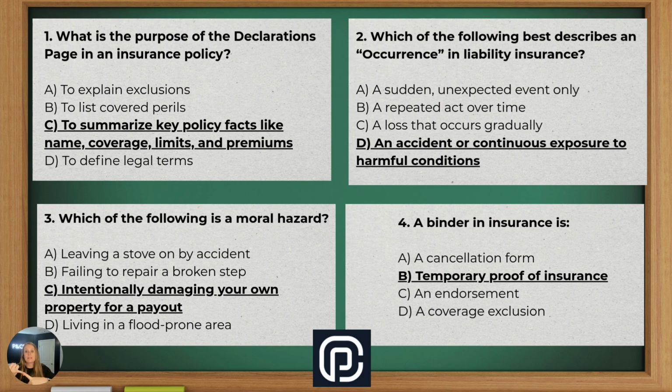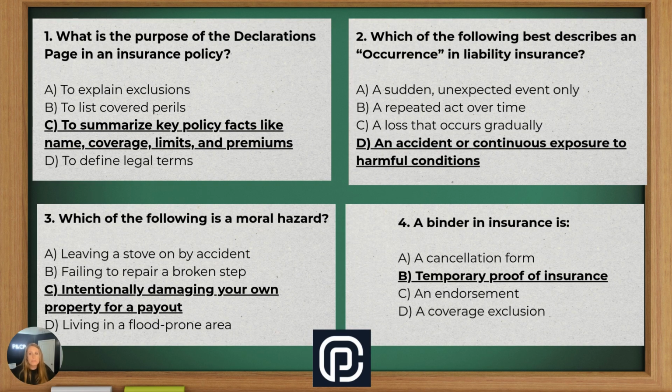Summarize those key policy facts like name, right? That's the who. Coverage, right? What is being covered. Limits, right? That's the how much, as well as premiums, right? That's also listed in the how much. So again, your declaration page is where you're going to find your who, what, when, where, and how much.